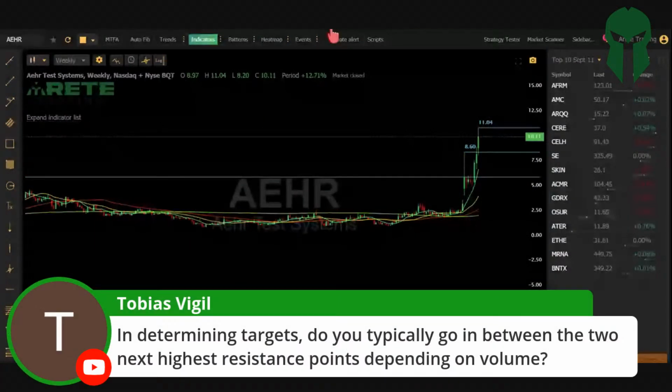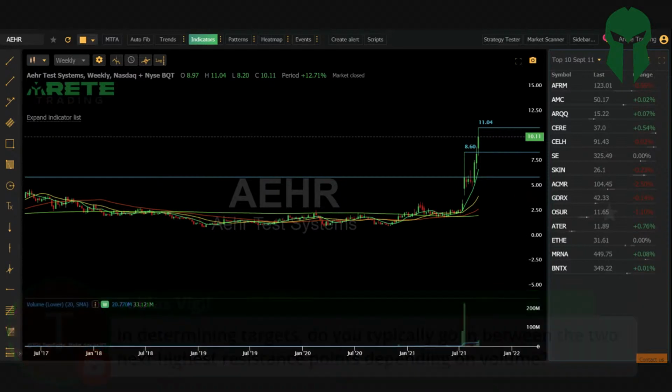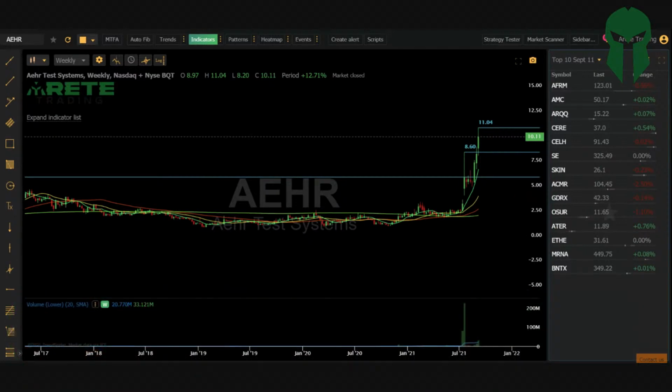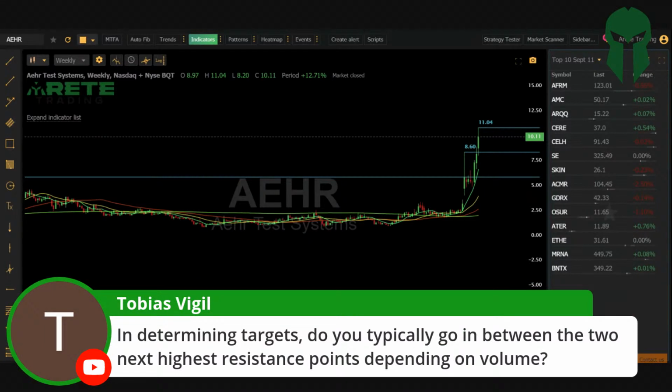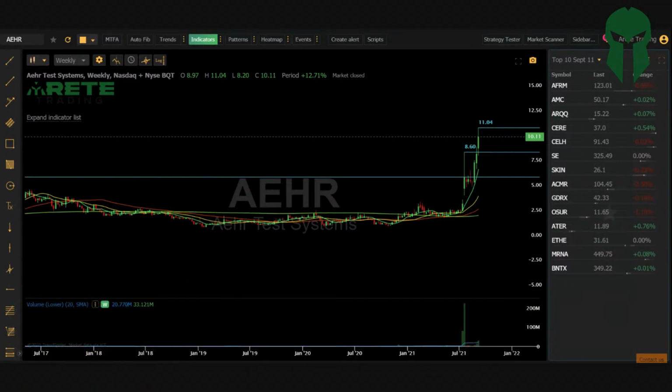And determining targets, you typically go between two of the next highest resistance points. Depends on the stock, Tobias. Completely depends on the stock. I can use fib levels. I can use trend lines. I can use a variety of indicators, and it really depends on what I want to use and why. So it's not that simple. Can you use that methodology? Yes, you can totally use that methodology to get an understanding of a range and then determine your risk level. Yes, absolutely. PDCO.